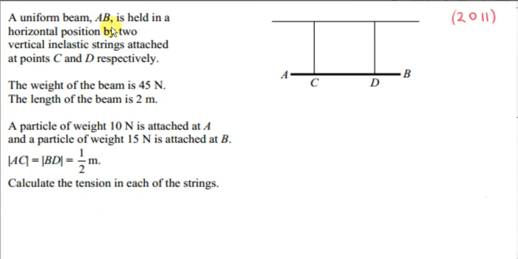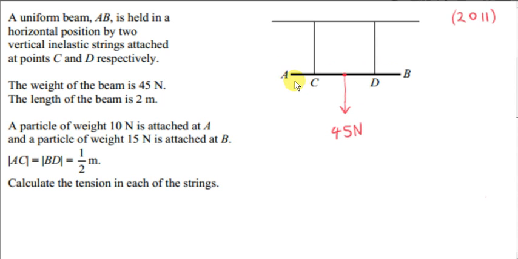A uniform beam AB is held in a horizontal position by two vertical inelastic strings attached at points C and D respectively. The weight of the beam is 45 newtons. So since it's uniform, we put the weight vector acting at the center of gravity, and as I said before, we'll cover that in later videos. Center of gravity is just the geometrical center of this line AB, since the beam is uniform. The mass is uniformly distributed through it. So this vector has magnitude 45 newtons.